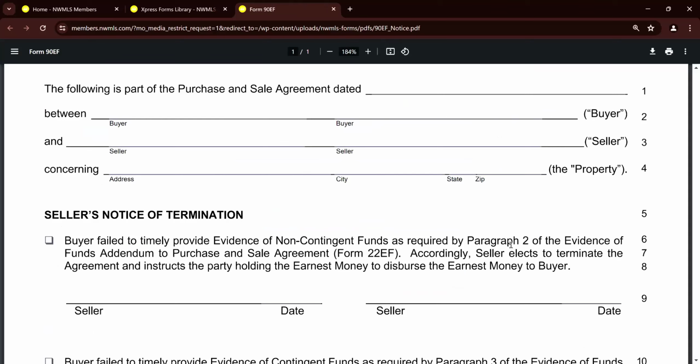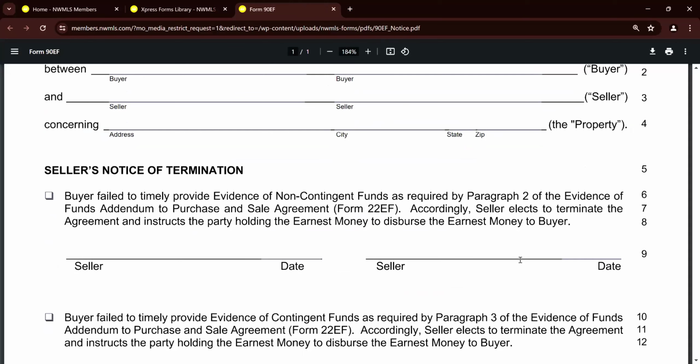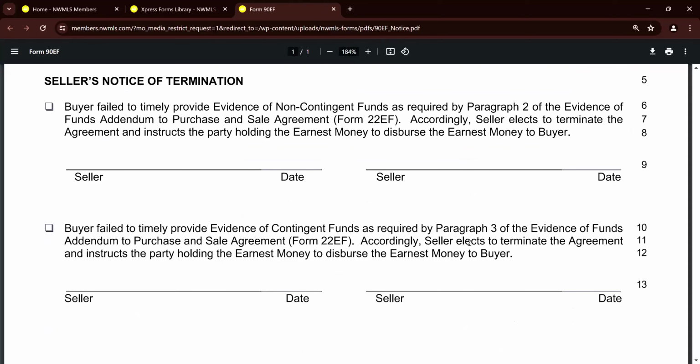So the seller can just totally terminate because the buyer didn't show the proof of funds on time. Or here's the next one: buyer failed to timely provide evidence of contingent funds as required by paragraph 3 of the evidence of funds addendum to purchase and sale agreement, Form 22EF. Accordingly, seller elects to terminate the agreement and instructs the party holding the earnest money to disperse the earnest money to buyer. So it's a way for the seller to get out of the deal.